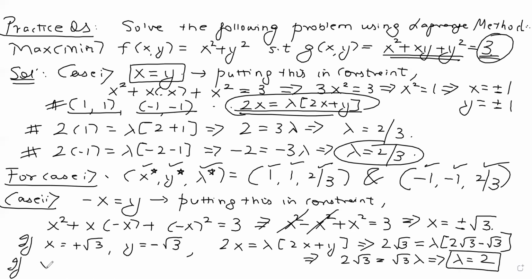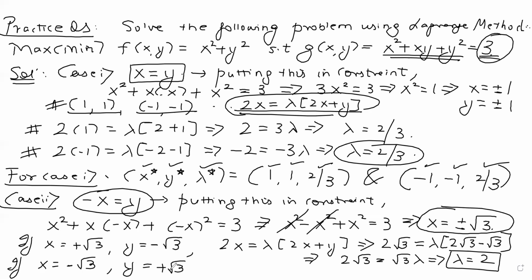And on the other hand, if I take x as minus root 3, because x is plus minus root 3, then y will be plus root 3. In which case, again, if I put it in this particular function and solve it for lambda, you can see that you will get the value of lambda as 2. You put x as minus root 3 and y as plus root 3 in this equation, and you can again verify that you get lambda as 2. That means for case 2, we are getting another possible solution.